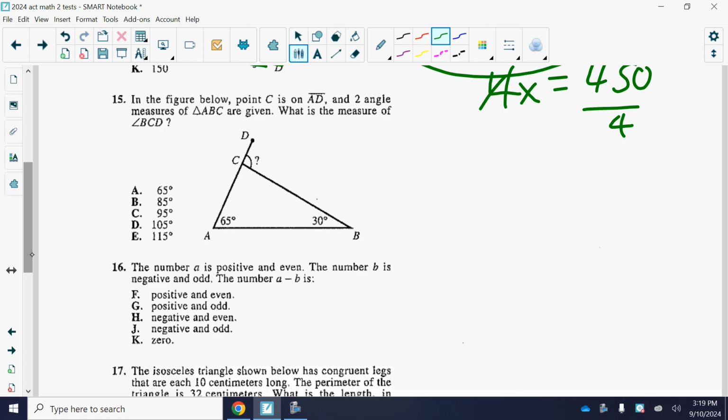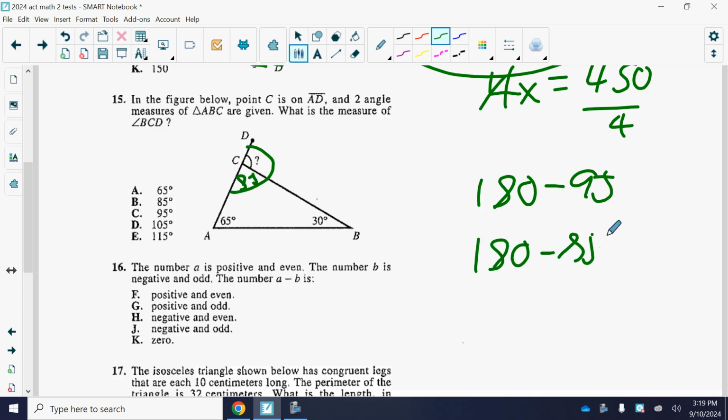Hey, this is the exact question off the last test. The third angle is 180 minus the other 2. I get 85. These two have to add up to 180, so it's 180 minus 85. This angle is 95. Answer C.